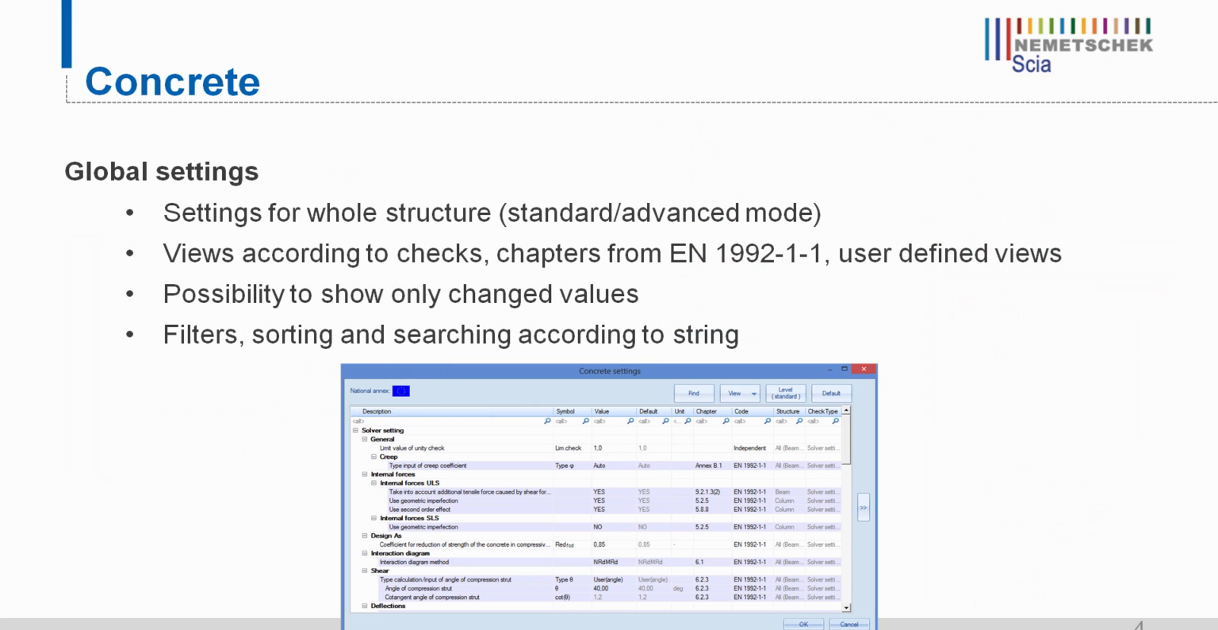So the global settings are settings for the whole structure, and here you can see the redesigned dialog for this setup. You can choose to show this in a standard way or in an advanced way when you can see a lot more options. You can also set a lot of views according to the chapters from the Eurocode, or you can also make some user-defined views. There is also a possibility to show only the changed values, and then there are also some filters where you can sort and search according to strings.